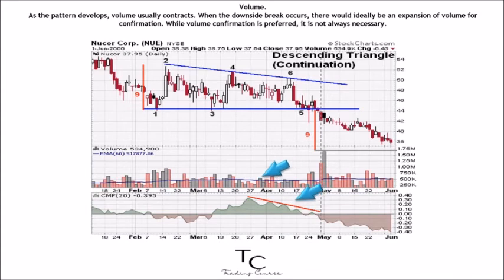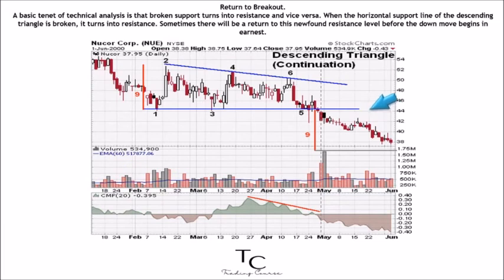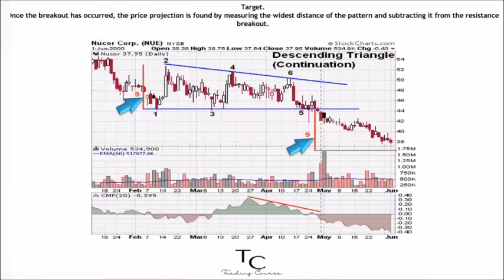Volume. As the pattern develops, volume usually contracts. When the downside break occurs, there would ideally be an expansion of volume for confirmation. While volume confirmation is preferred, it is not always necessary. Return to breakout. A basic tenet of technical analysis is that broken support turns into resistance and vice versa. When the horizontal support line of the descending triangle is broken, it turns into resistance. Sometimes there will be a return to this newfound resistance level before the down move begins in earnest.